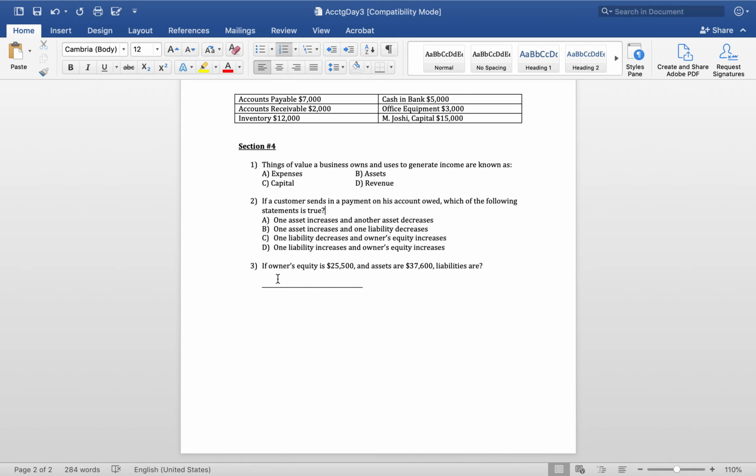All right, last one, number 3. If owner's equity is $25,500 and assets are $37,600, liabilities are, it's pretty easy, $37,600 minus X, solving for liabilities, equals $25,500. So you'll have to do the math on that. It's 12,100, something like that, right around there.